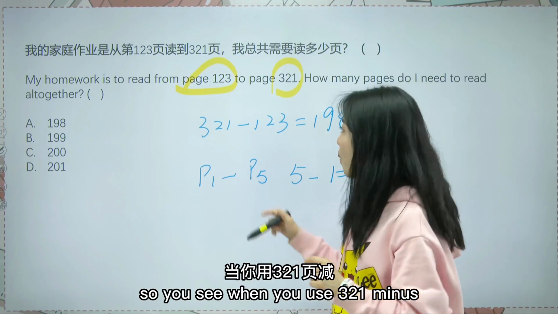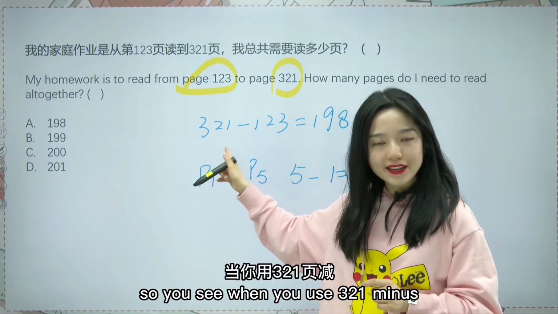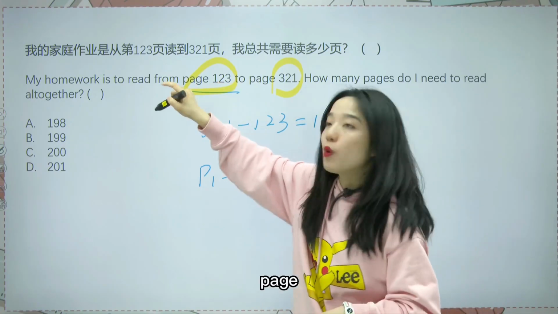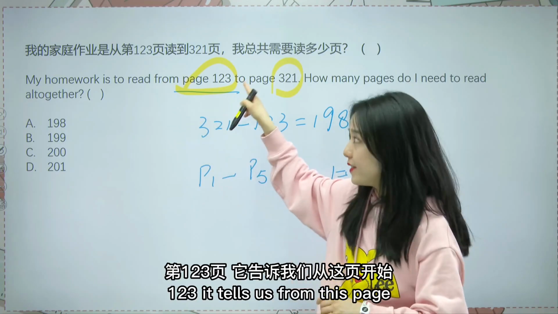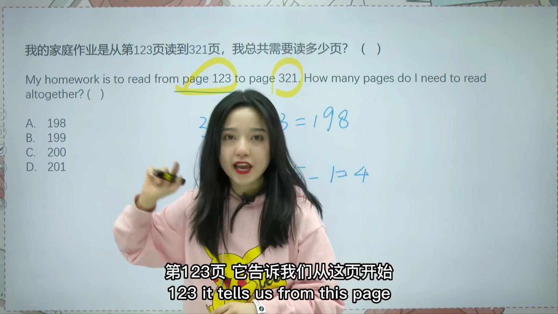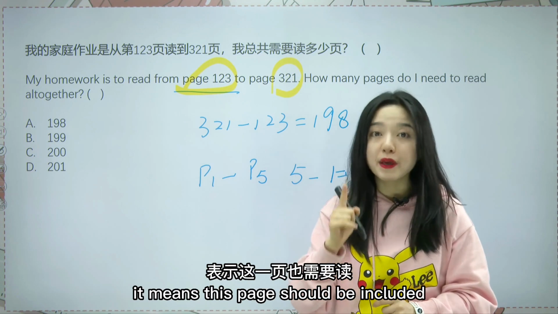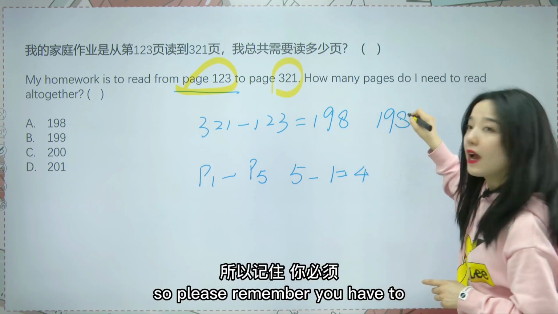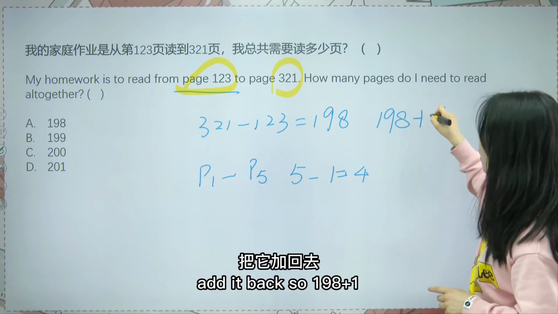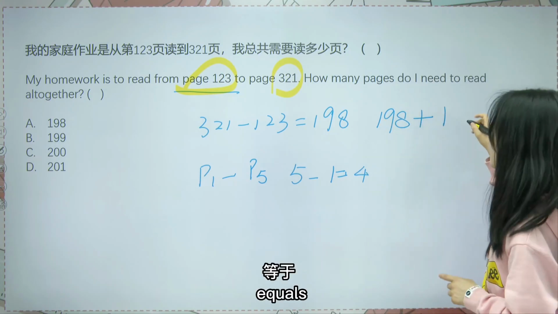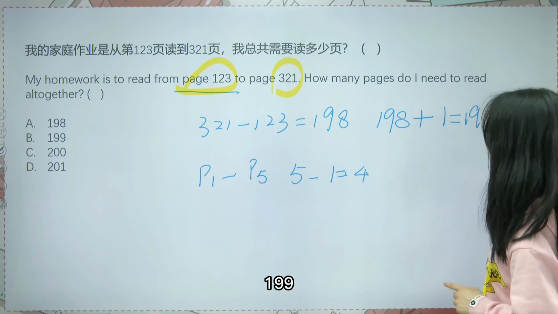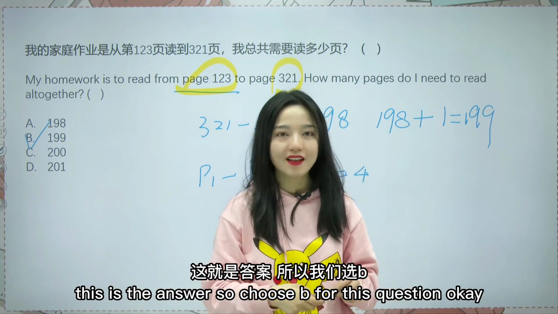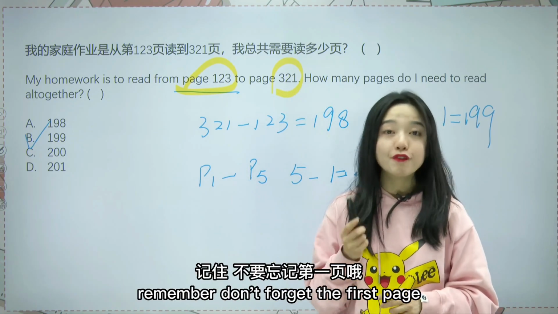So you see, when you use 321 minus 123, you also take away page 123. It tells us from this page. It means this page should be included. So please remember, you have to add it back. So 198 plus 1 equals 199. This is the answer, so choose B for this question. Okay, remember, don't forget the first page.